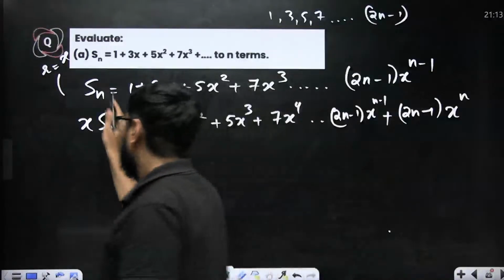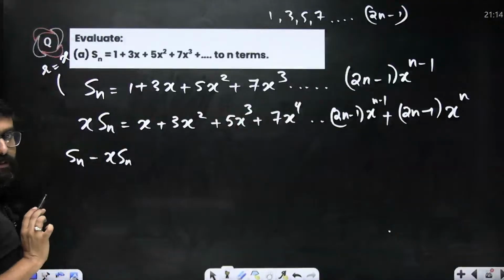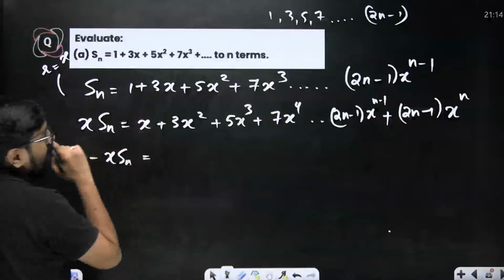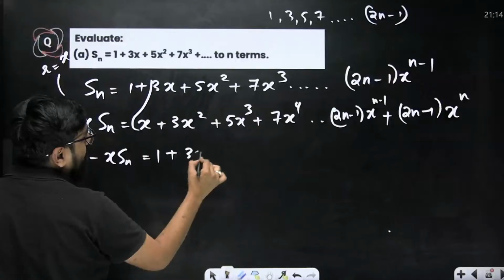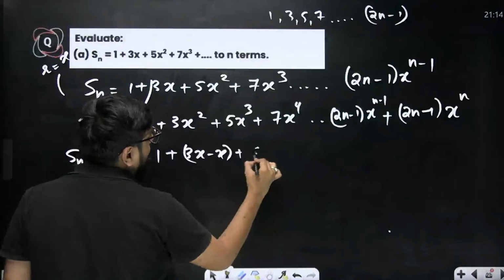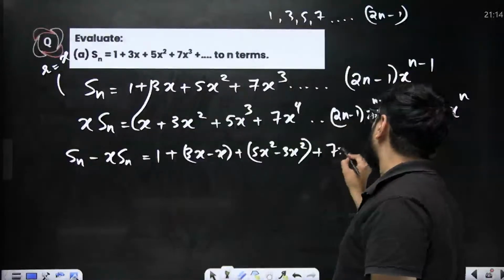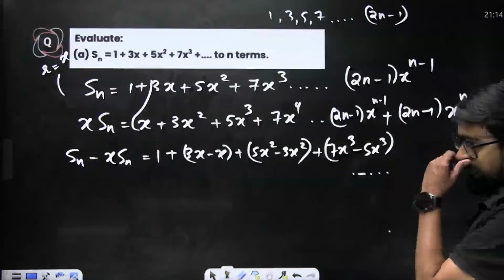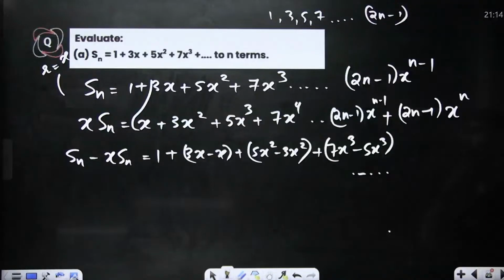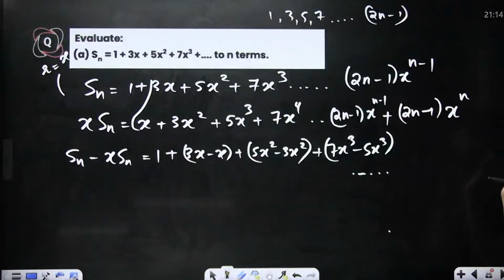Why did we do so? When we subtract these two, we get Sn minus x into Sn. Sum of n terms minus x into sum of n terms is equal to what? I got 1 as it is, no problem, plus 3x minus x, plus 5x square minus 3x square, plus 7x cube minus 5x cube. Like this it is going. Okay. And what am I going to get over here? 1 I left. No, I just shifted it. This series just got shifted, nothing else. This just got shifted. Getting my point?